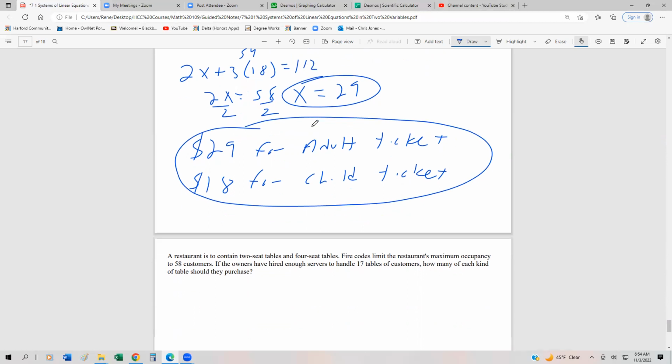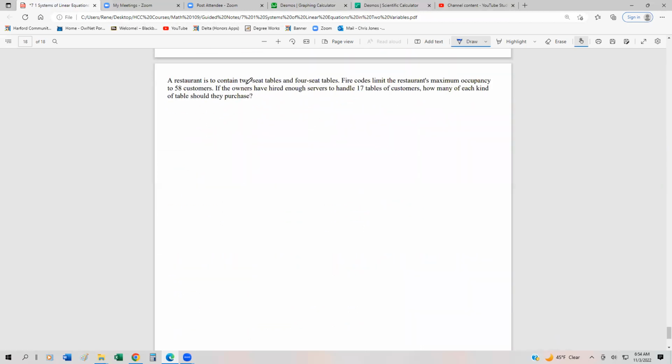All right, finally, one last example. A restaurant is to contain 2-seat tables and 4-seat tables. Fire code limits the restaurant's maximum occupancy to 58 customers. So the owners have hired enough servers to handle 17 tables of customers. Find the kind of each table and how many of each table they should purchase. So let's let X be the number of 2-seat tables. And let's let Y be the number of 4-seat tables.